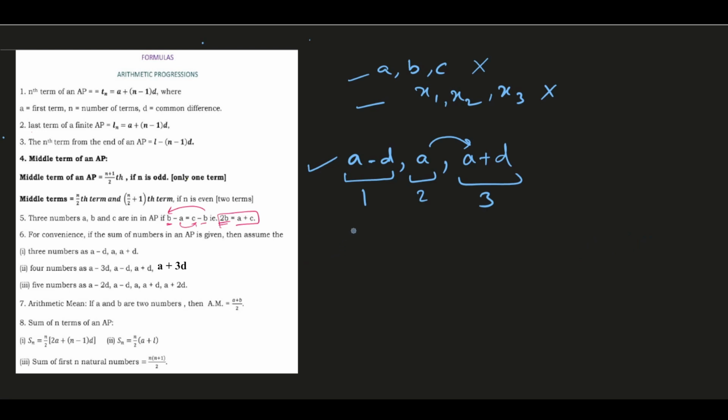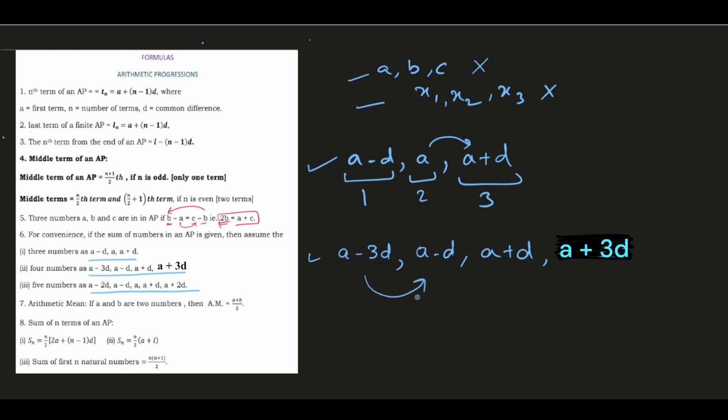If they mention that there are four numbers, we can consider the first number as A minus 3D, second will be A minus D, third will be A plus D, and last will be A plus 3D. Just look here, it's written here. And in case of five numbers, it will be A minus 2D, A minus D, A, A plus D, and A plus 2D. So just remember this. It will make the calculation much easier.